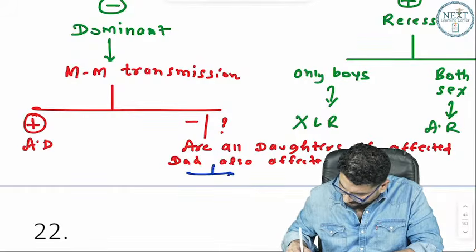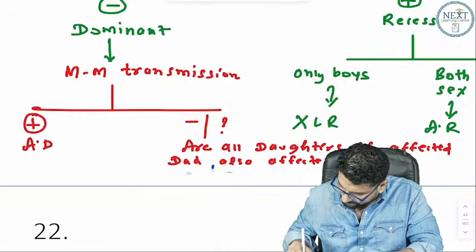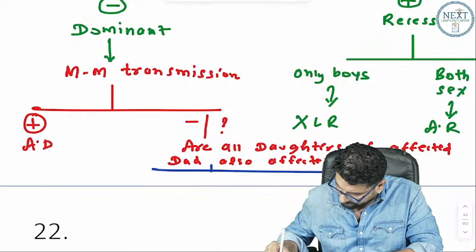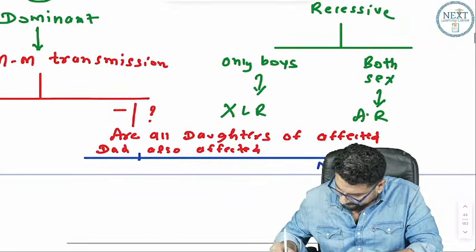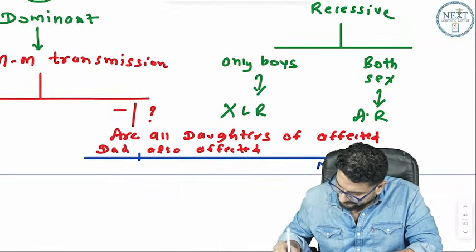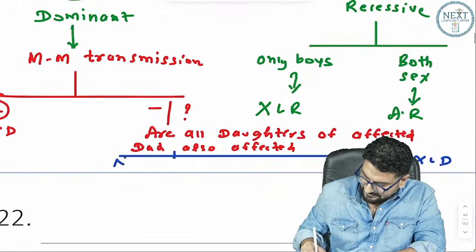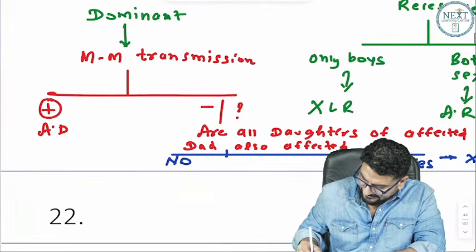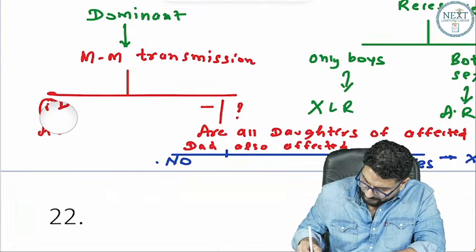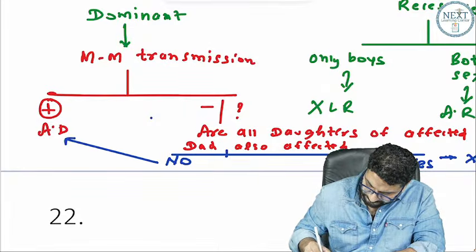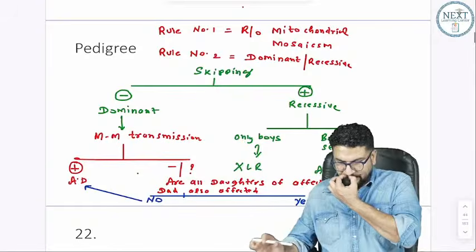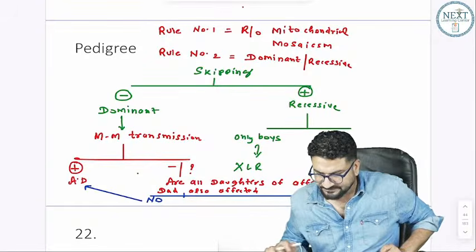When you see yes, then it is your X-linked dominant. And when you see a no, then again the answer will become autosomal dominant. Getting my point? So just remember this flow chart. Is it clear? Okay, now look at this.